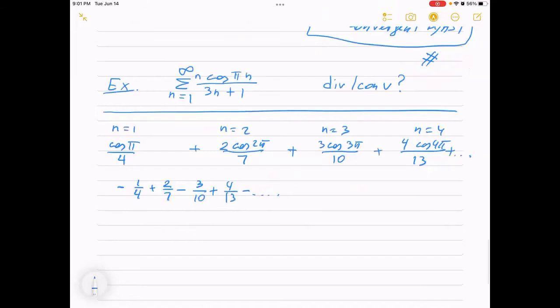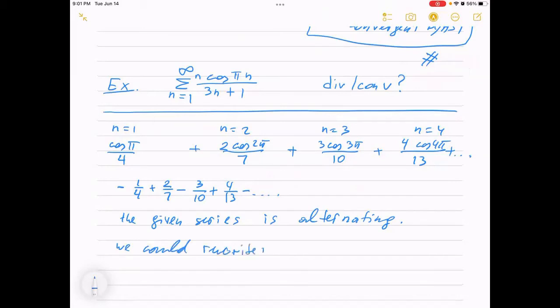So from here, we conclude that the given series is alternating. If you like, we can rewrite it as the sum for n from 1 to infinity. So instead of saying cosine of pi n, we can write (-1)^n, and divided by 3n plus 1.